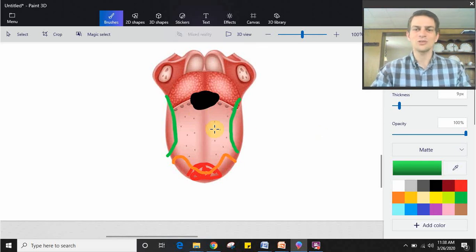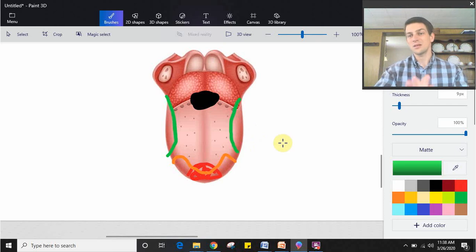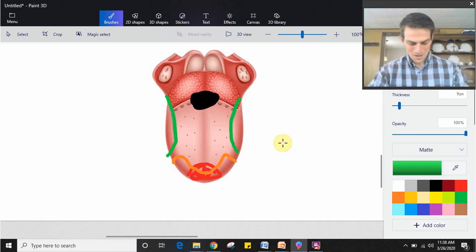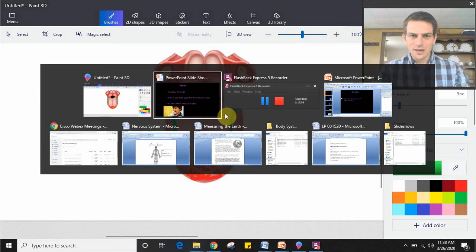Yep, so those are the different regions of your tongue. You can taste different tastes on... You have different kinds of taste buds in the different regions. Okay, let's go back to our slideshow then.